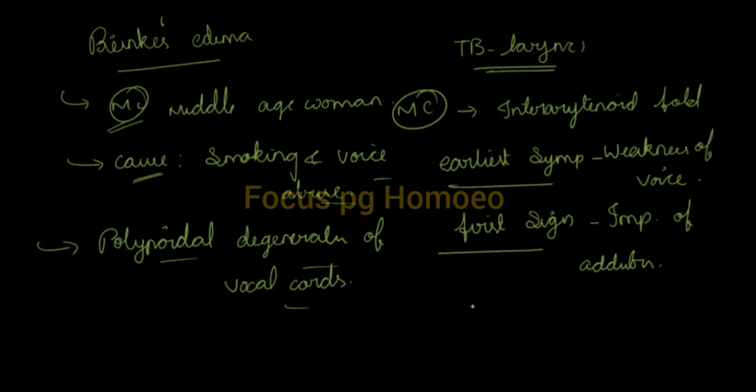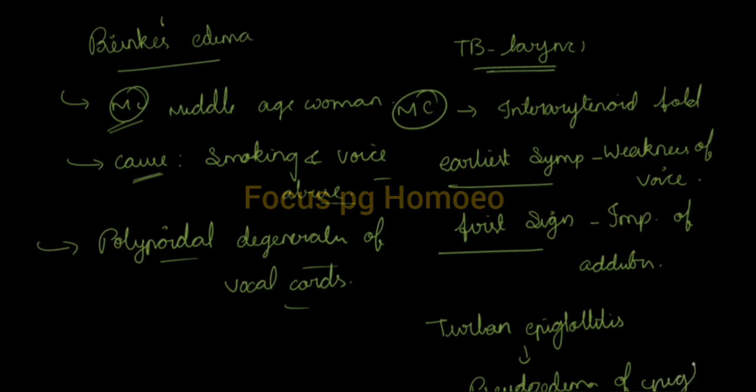And here if we are seeing through laryngoscopy, there will be turban epiglottitis, and this is none other than pseudoedema of epiglottis. So here in case of TB larynx, most common site is interarytenoid fold and earliest symptom weakness of voice, and first sign is impairment of adduction, and in case of laryngoscopy we can see turban epiglottitis, which is also called as pseudoedema of epiglottis.